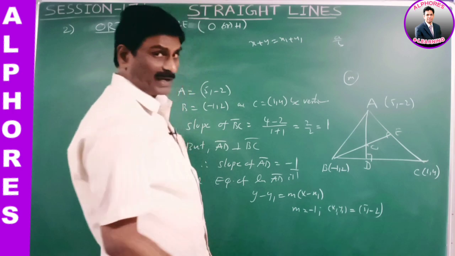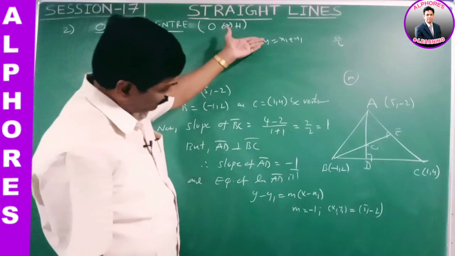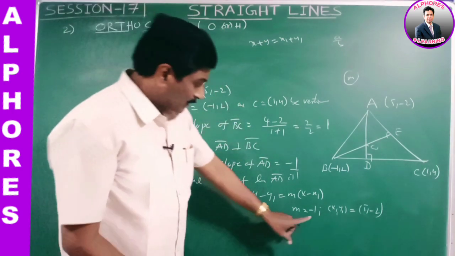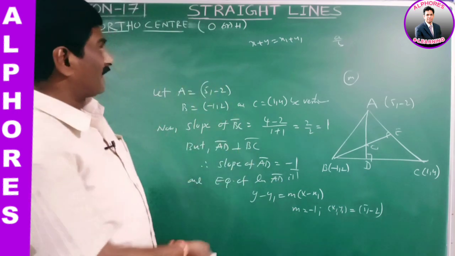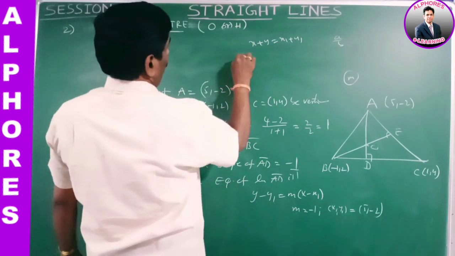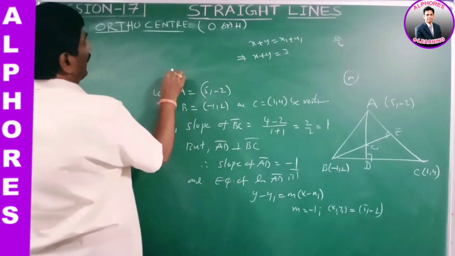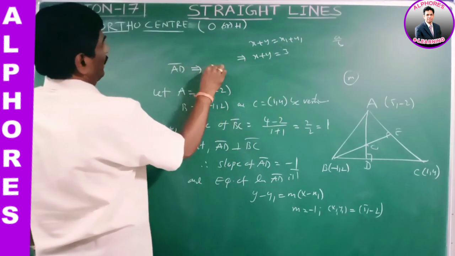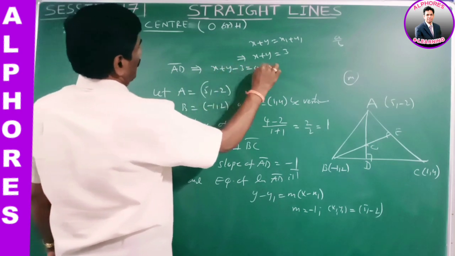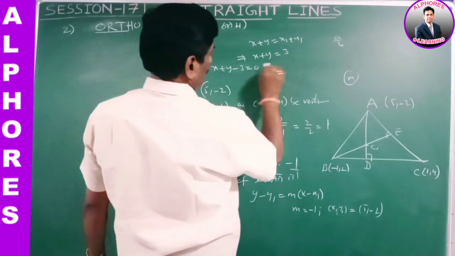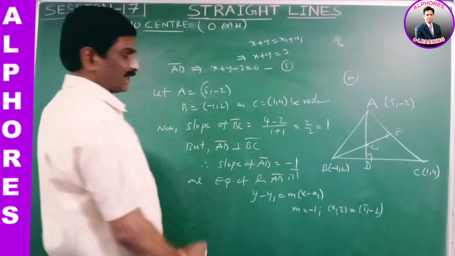In a single step, we find the equation of the line AD. In this way also, we can find it. Substitute these values and find the equation of the line AD. x plus y is equal to x1 plus y1, which means x plus y is equal to 5 minus 2, that is 3. So the AD line equation is x plus y minus 3 is equal to 0. It is equation number 1. Any doubt in this?